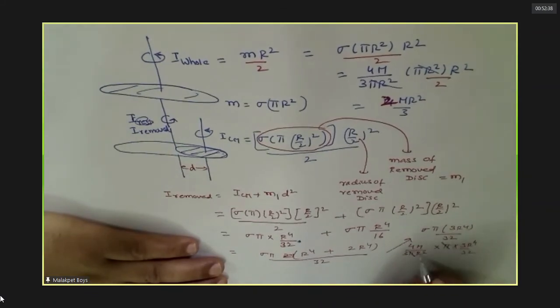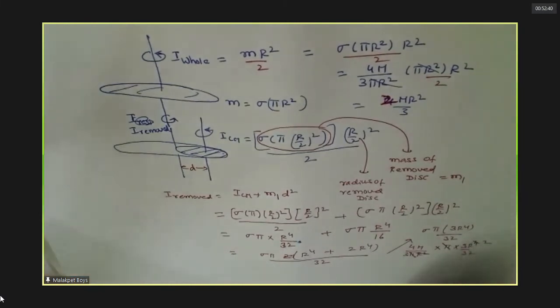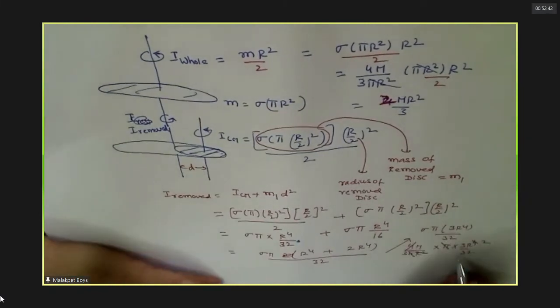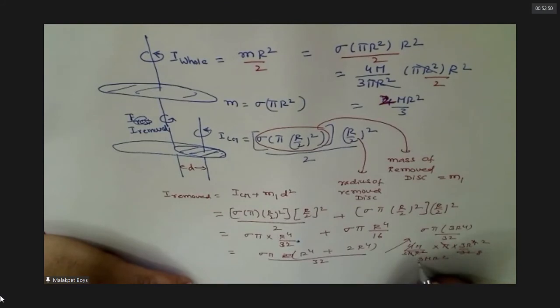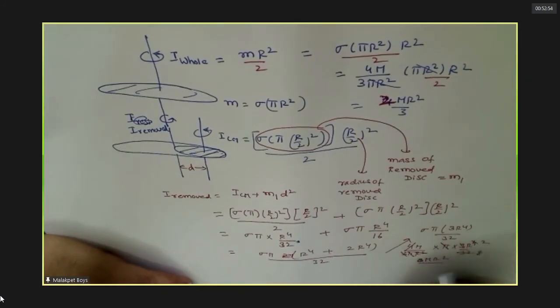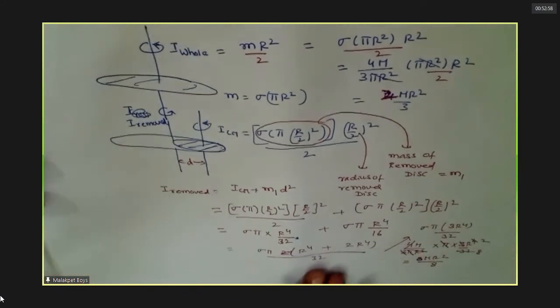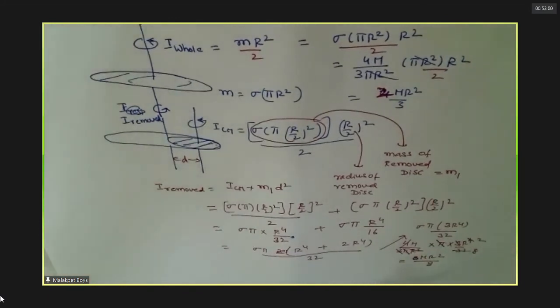Pi will go. R square will go once. This is 4 8 32. What you are getting? 3 will also go away. So mr square by 8. Any doubt is there? Check up. No doubt, sir.